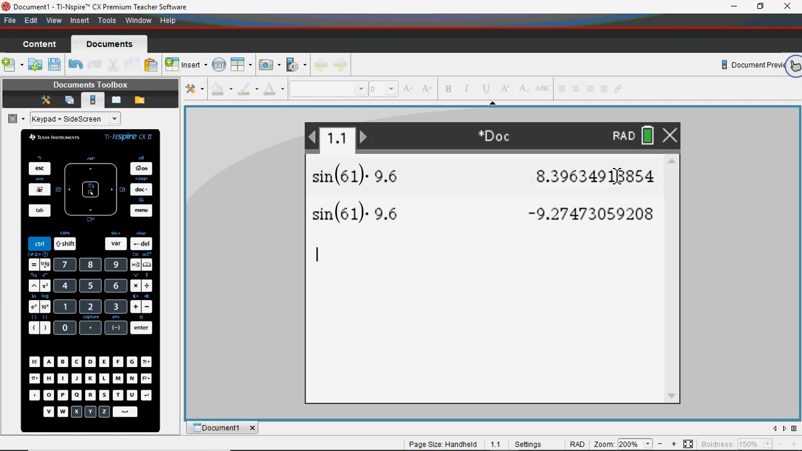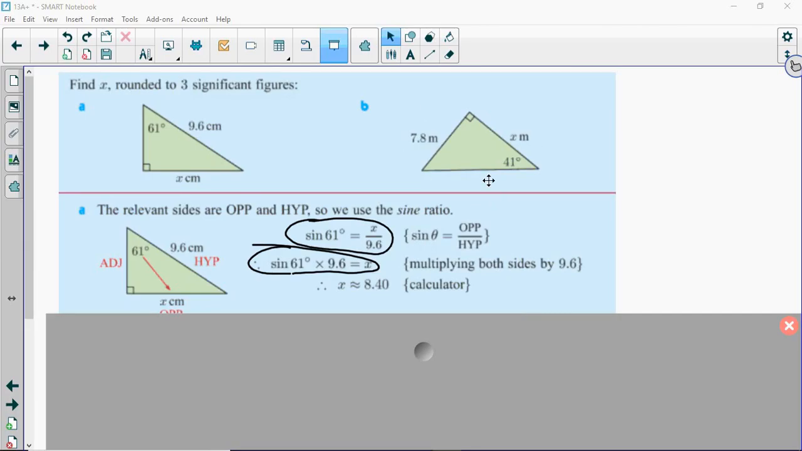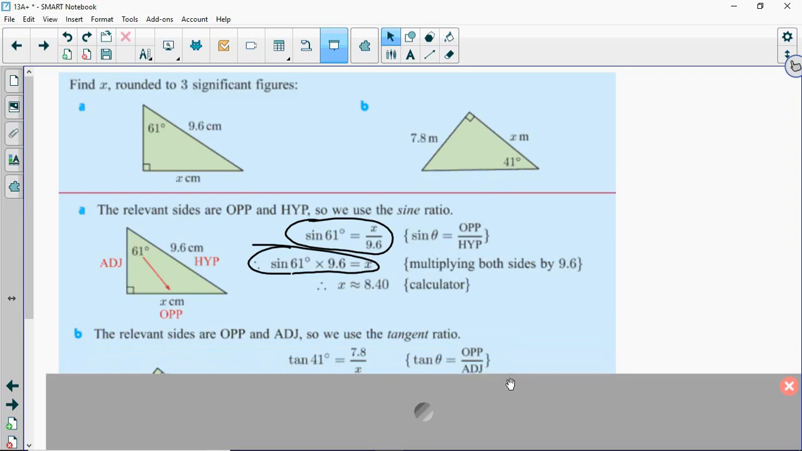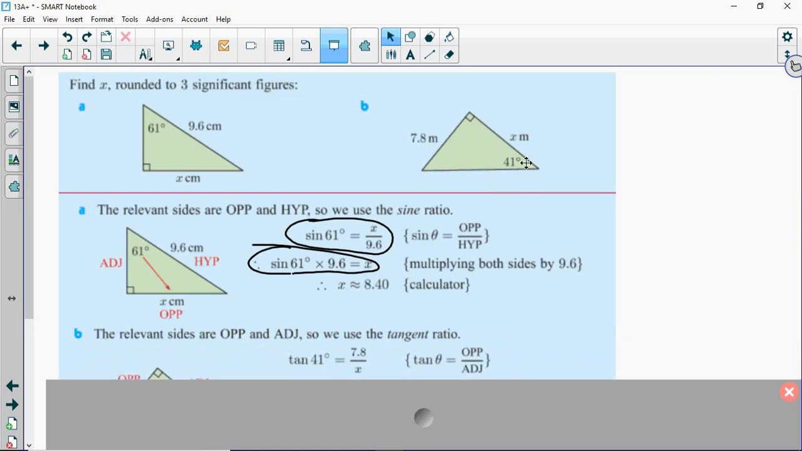So in the second example, we've got a right triangle. Our angle is 41 degrees. Here we have the opposite side is 7.8, and the adjacent side is x. So we're not going to use the hypotenuse in this one. Opposite and adjacent tells us that we should be using tangent for our work. So we set up the equation. Tangent of 41 degrees is equal to 7.8 divided by x, opposite over adjacent.